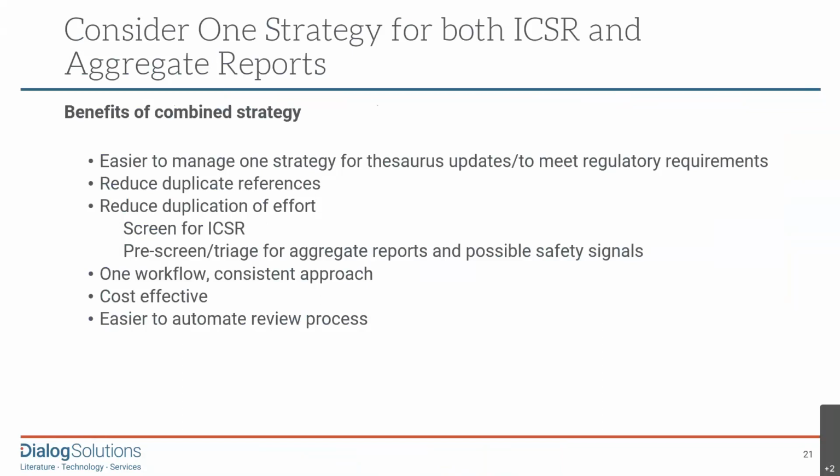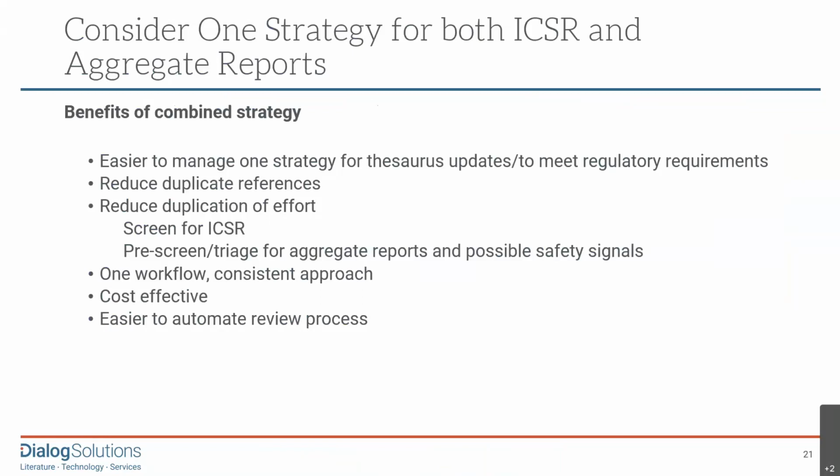It's also easier to manage one strategy if you're checking for thesaurus updates, if you're changing APIs, if you're adding a new product to your portfolio. It also reduces the duplicate references, because if you've got two search strings going to two discrete workflows, some of those references are being reviewed twice by different people. You can also surface the references into one workflow.